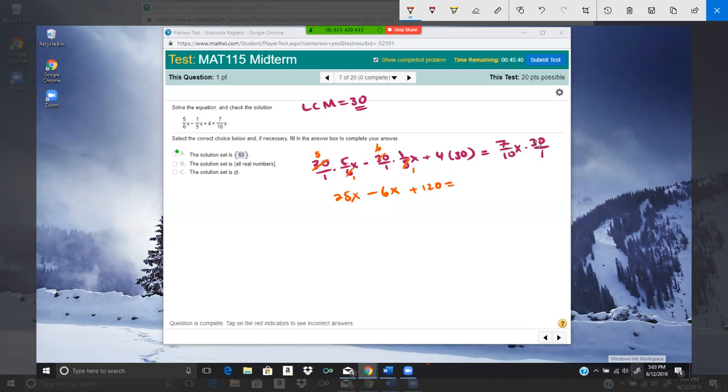And then 10 will go into 30, right? So it goes into itself 1 time, it goes into 30 3 times, so that's 21x. So you don't have any fractions, okay? So now, all right, so now you have 25 minus your 6x, right? So you get 19x plus 120 is equal to 21x.